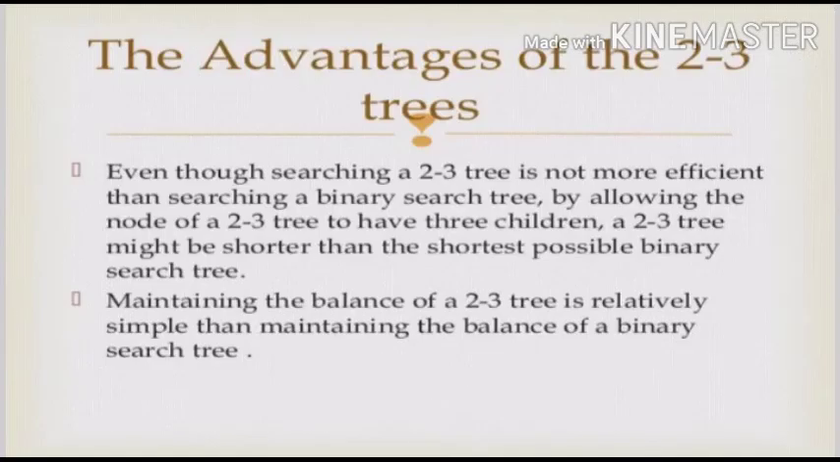The advantage of 2-3 trees. Even though searching a 2-3 tree is not more efficient than searching a binary search tree, by allowing nodes of a 2-3 tree to have 3 children, a 2-3 tree might be shorter than the shortest possible binary search tree. Maintaining the balance of a 2-3 tree is relatively simpler than maintaining the balance of a binary search tree.